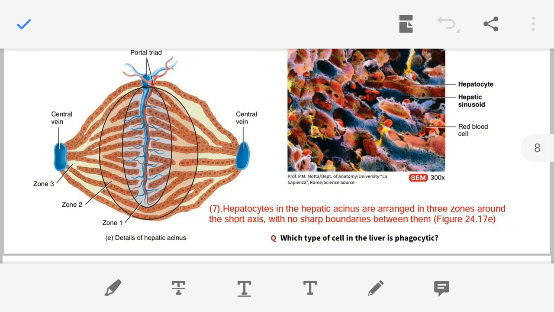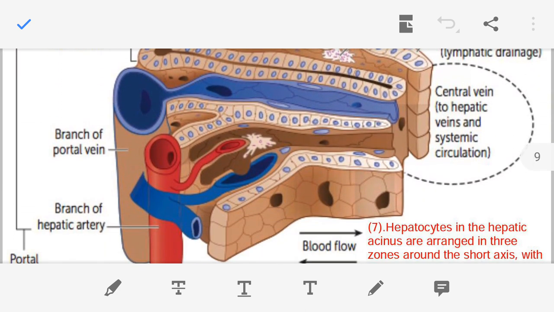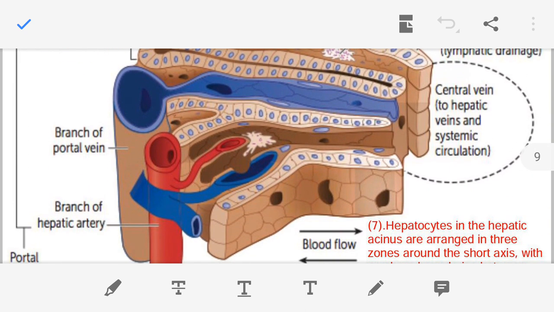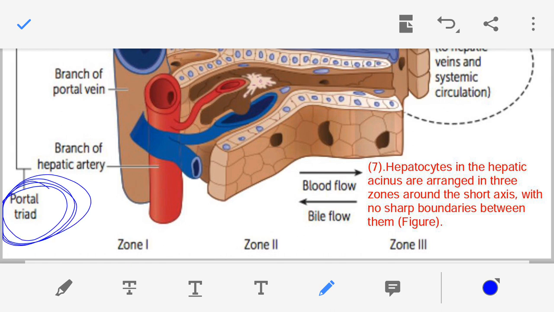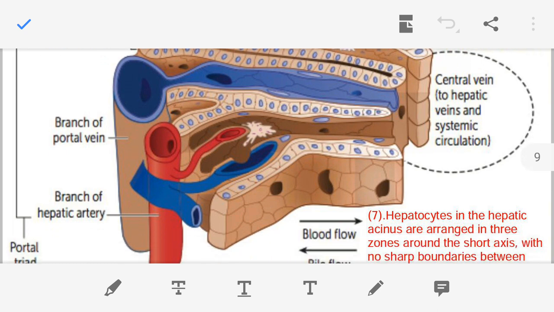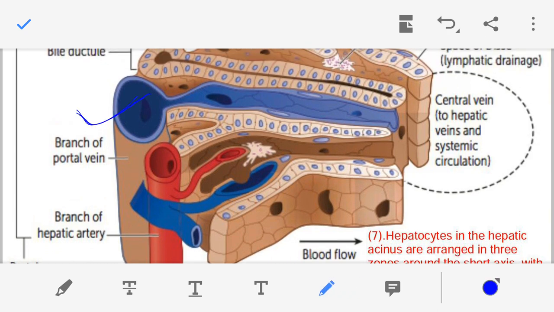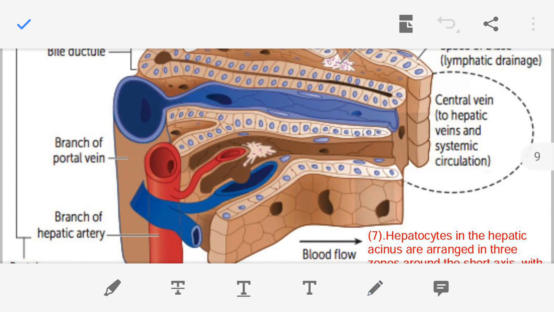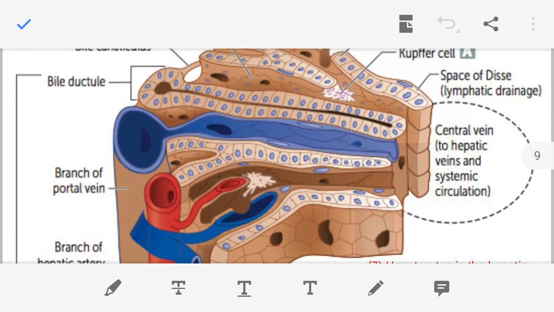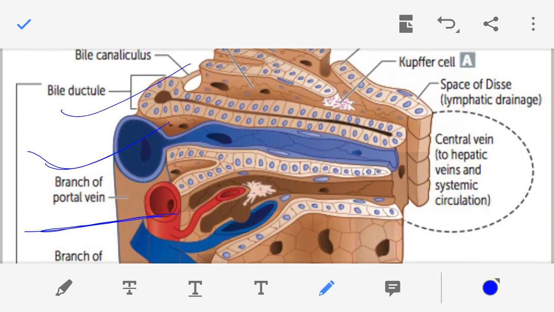Now moving on, 8th point. Again, with the help of this figure, you can understand. Over here, the portal triad is shown on the left hand side. Right hand side, central vein is shown. This is blue color, hepatic portal vein, red color, artery. And this one, bile duct or the ductule is shown. So together, these three components, bile duct, hepatic portal vein, and the artery, this is the portal triad. See, and here central vein.